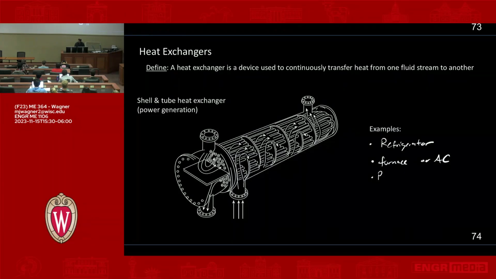Other examples, right? Power cycles. By that I mean like a Rankine cycle, like in an electricity production application, radiator in your car, many others, right? Etc. Heat exchangers are everywhere. So an important outcome of this class is like knowing how to work with heat exchangers. Okay, so that's the general idea.